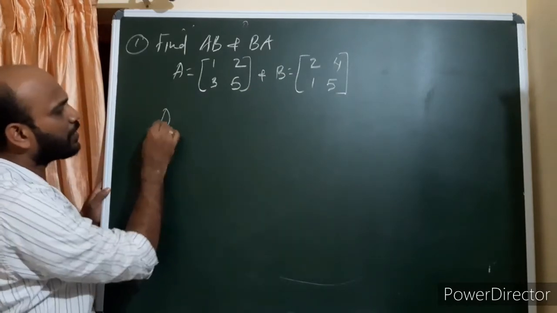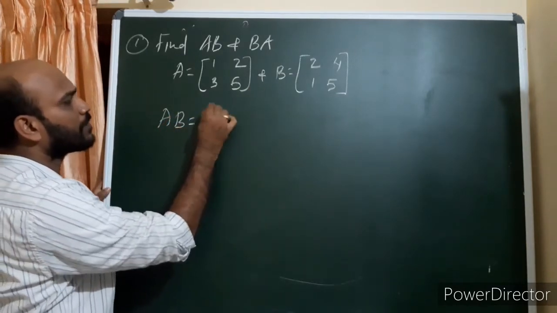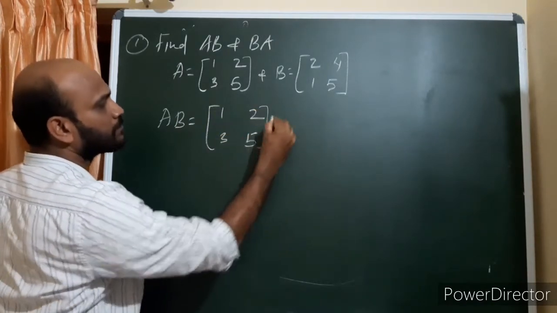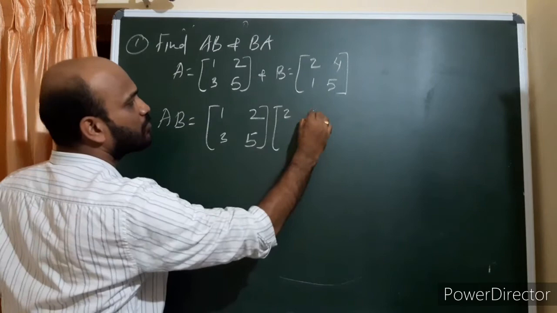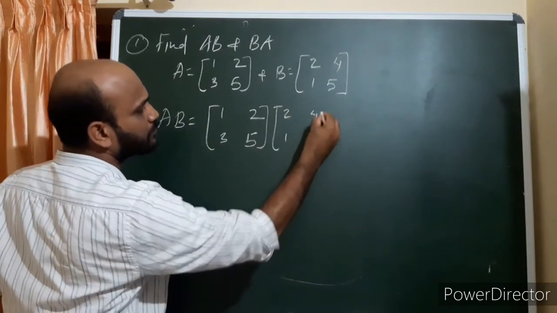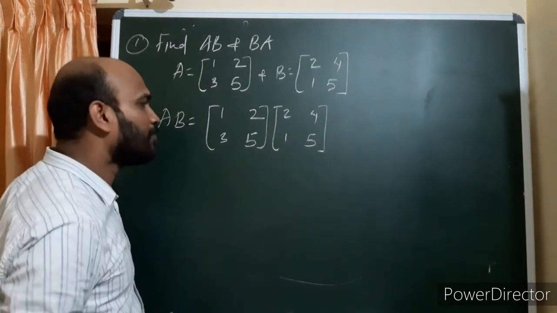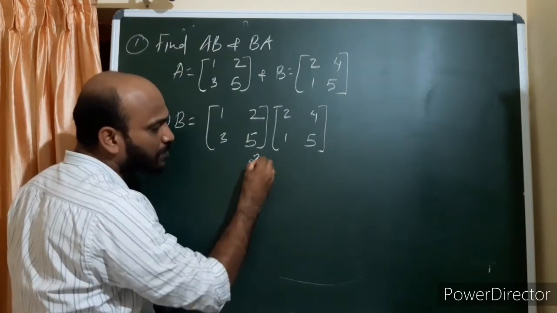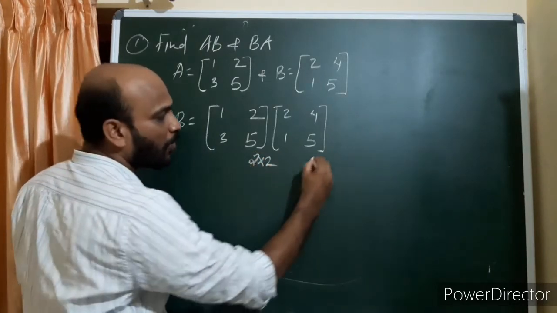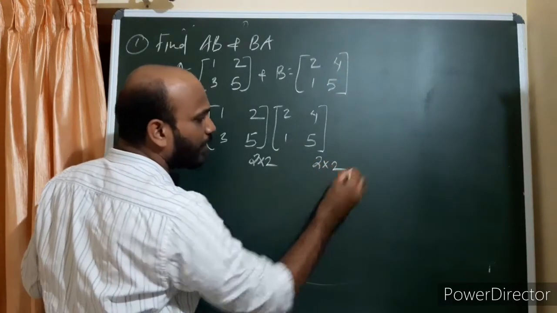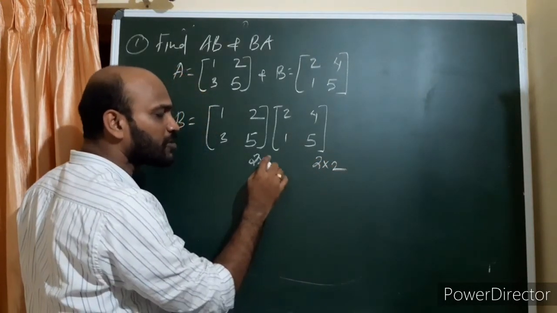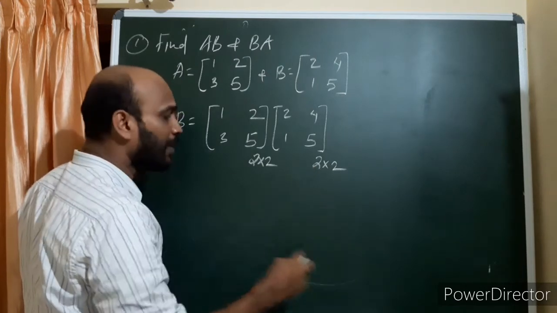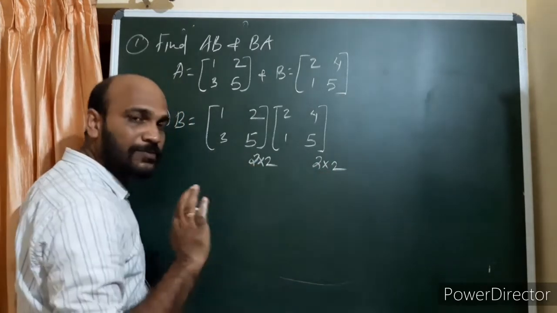First we will find AB. That means 1, 2, 3, 5 and 2, 4, 1, 5. I will tell how to multiply these two matrices. First we will check the order. The order of the first matrix is 2 by 2. The order of the second matrix is 2 by 2. The number of columns of the first matrix equals the number of rows of the second. So no problem, we can multiply. The order of the resultant will be 2 by 2.